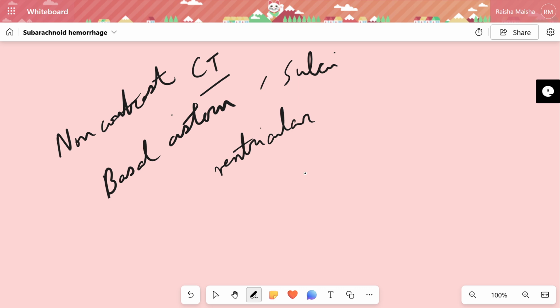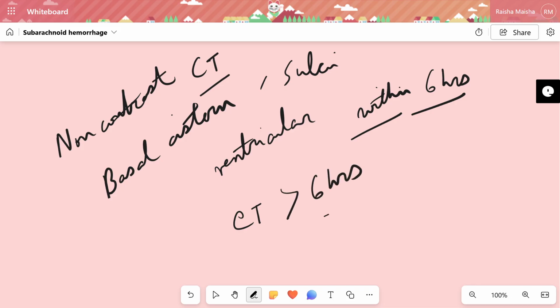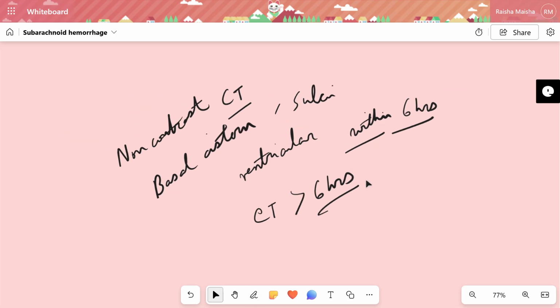If CT scan is done within 6 hours and is normal, according to the new guideline, no LP should be done. You should consider an alternative diagnosis. If CT scan is done more than 6 hours after the symptom onset and it is normal, then you need to do an LP, lumbar puncture.